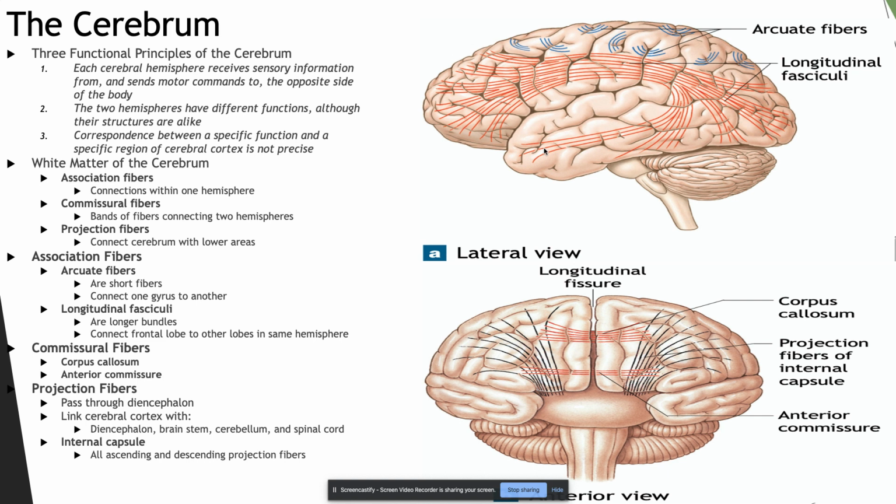Projection fibers link the cerebral cortex, the diencephalon, the brainstem, the cerebellum, and the spinal cord. All projection fibers pass through the diencephalon, and there, axons heading to the sensory areas of the cerebral cortex pass among the axons descending from the motor areas of the cortex. In gross dissection, the ascending fibers and the descending fibers look kind of alike. The entire collection of the projection fibers is known as the internal capsule.